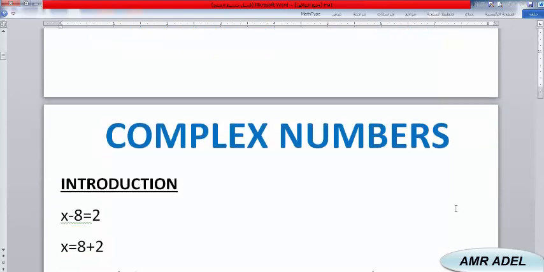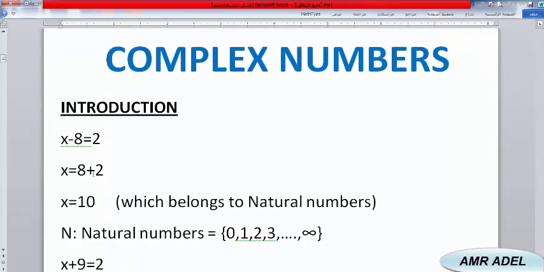Before we start, look at this equation, which is x minus 8 equals 2. Now we want to find the value of x. Transfer this 8 to the other side, it will go from minus to positive. Then x equals 8 plus 2, which is 10. 10 is a positive number, which belongs to natural numbers.